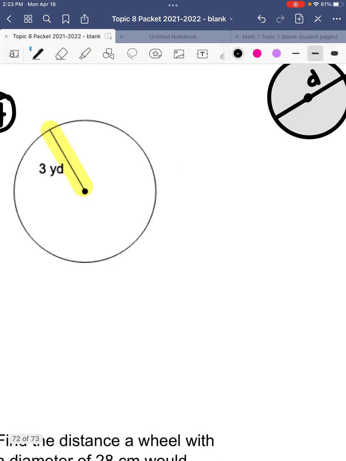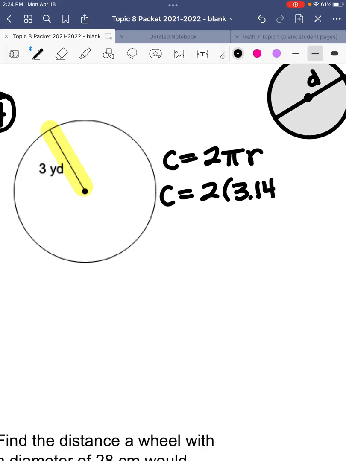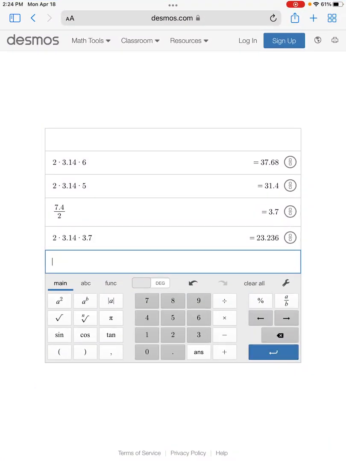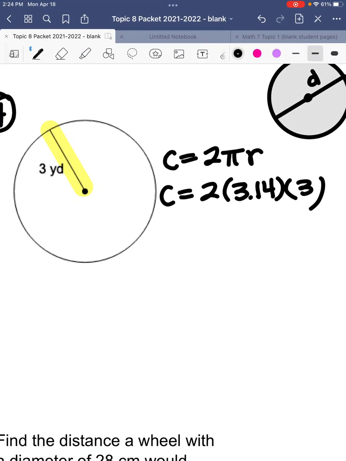So our formula is C equals 2 times pi times R. So C equals 2 times 3.14 times my radius of 3. So I'm going to put that into my calculator. Remember, I'm just multiplying all of these numbers right here together. Okay, so let's go back to my calculator. We have 2 times 3.14 times my radius of 3, and I get 18.84. So C equals 18.84, and I always include my unit, yards.